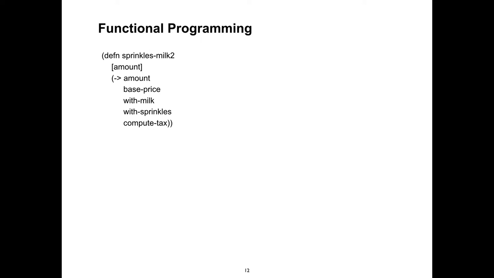So the basic idea of the decorator pattern is we see it both in functional programming and object-oriented programming, right? And this is such a common thing to do. They have several different constructs in the language to help us out. Right, it's basically pass the amount into the base price and the output, right?